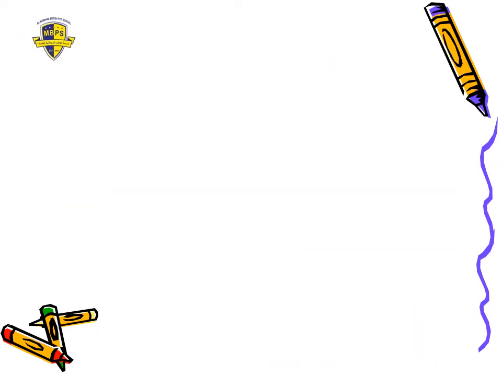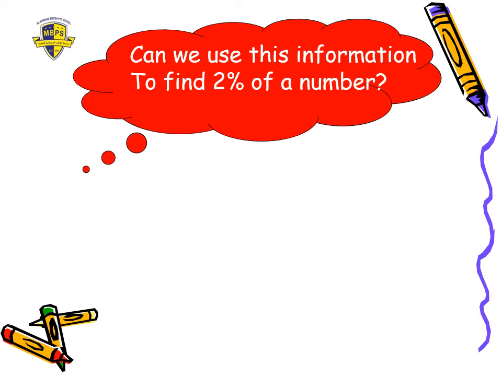Now we have another example. If you want to find, for example, 2%, not 1%, what do we have to do in this case? Think. If we want to find 2% of a number, what do we have to do? Not 1%. 1% we divide by 100. So 2%, 3%, 4%. How can we find that?